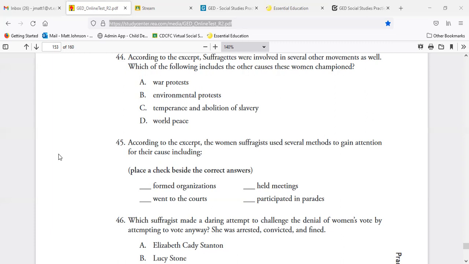According to the excerpt, the women suffragists used several methods to gain attention for their cause. So what did they do? Formed organizations, went to the courts, held meetings, participated in parades. So we're going to check off, there are multiple answers here. Went to the courts is definitely one. Held meetings. Yep. And formed organizations. There you go, right? That's sort of a common sense answer. You can see they probably didn't participate in parades. The other three would be much more practical for their efforts.